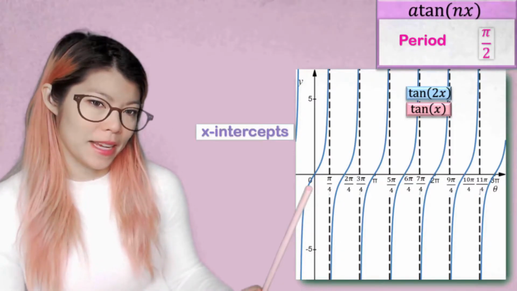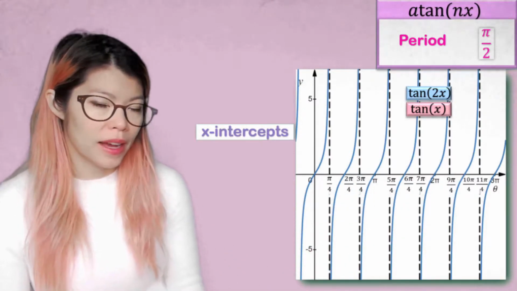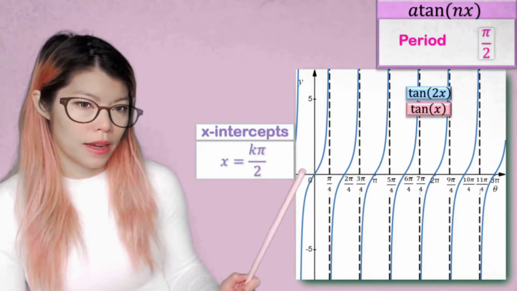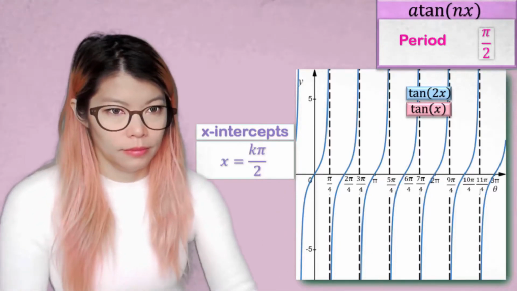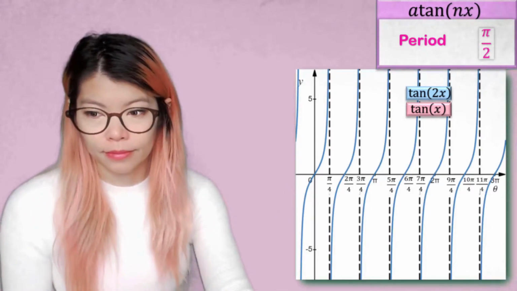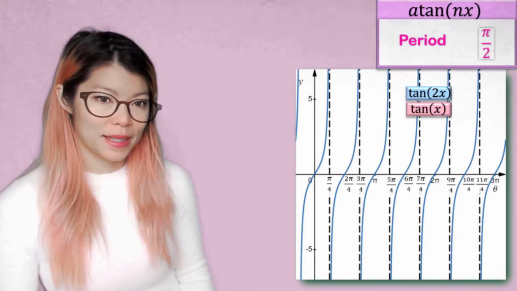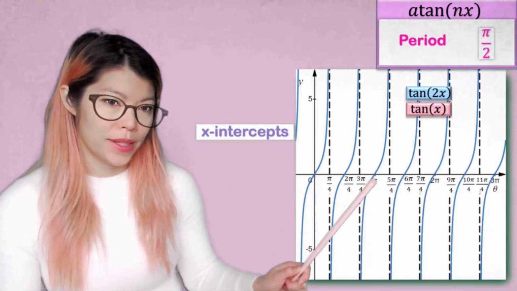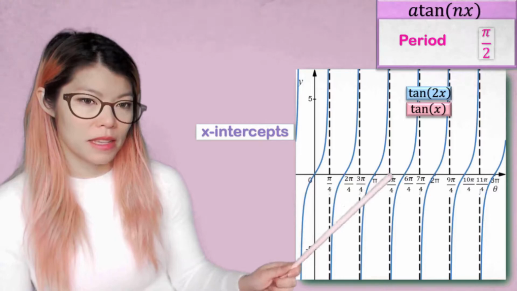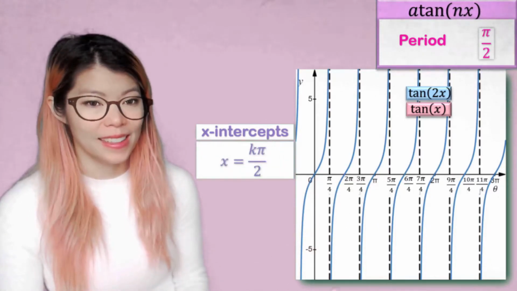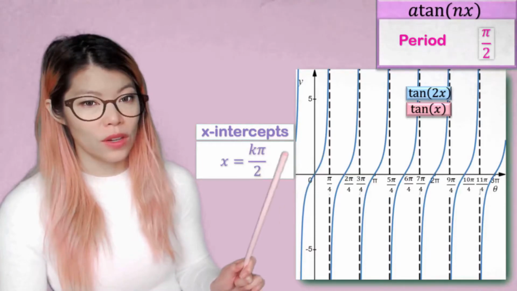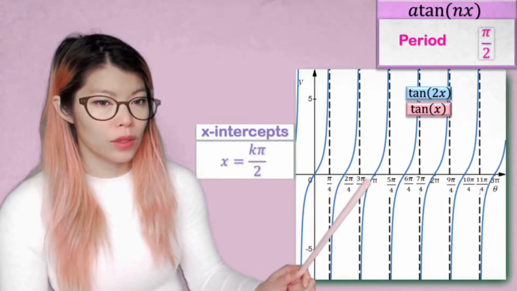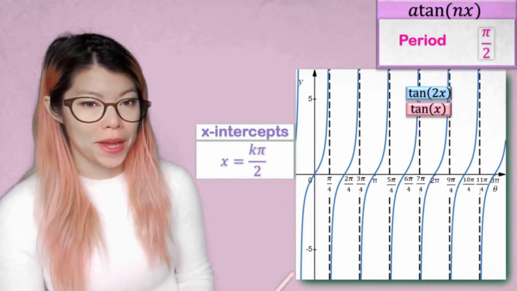What about the x-intercepts? Well, the period repeats every pi on 2, so the x-intercepts will also be pi on 2 times k. Let's test that out. When k is 0, we have 0. When k is 1, we have pi on 2. When k is 2, we have 2 over 2 is 1, so pi. So the x-intercept is k pi on 2.